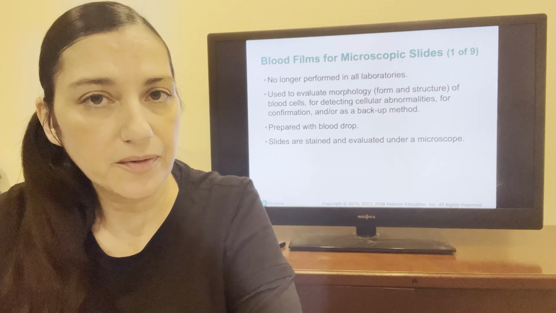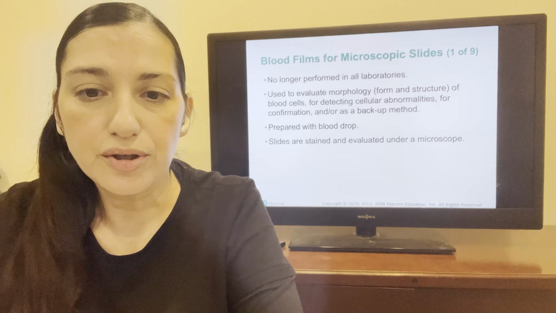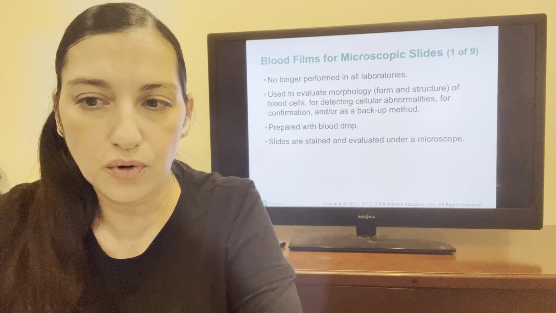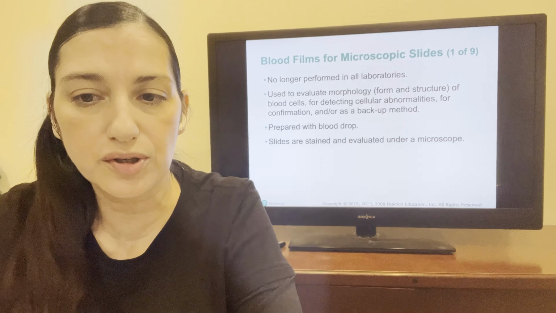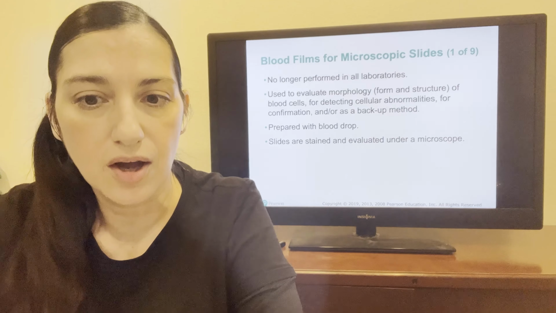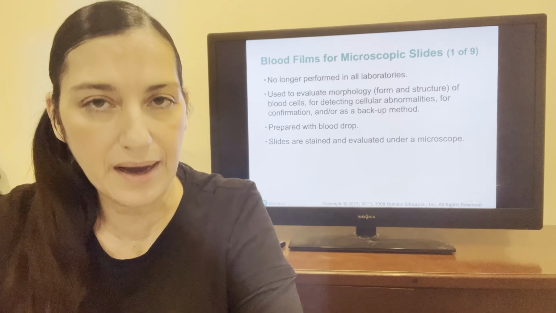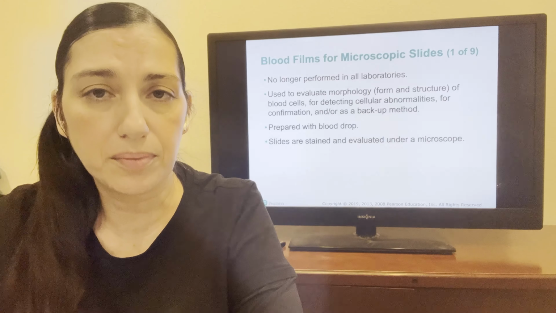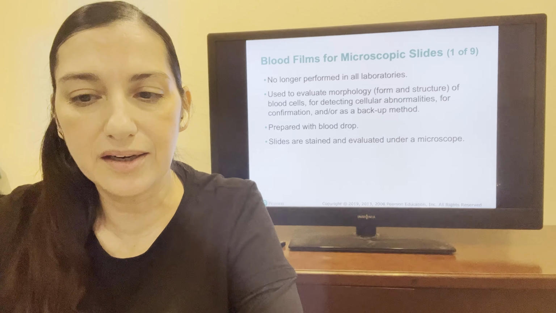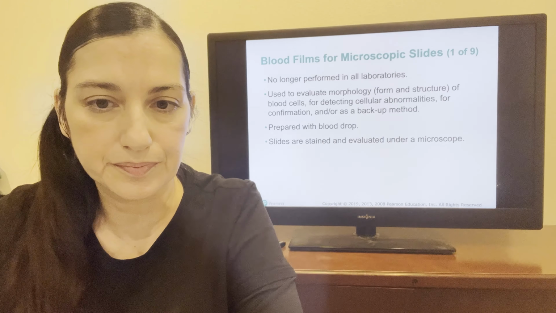Blood films for microscopic slides are no longer performed in all laboratories. They're used to evaluate morphology, form, and structure of blood cells for detecting cellular abnormalities, for confirmation and/or as a backup method. They are prepared with a blood drop. Slides are stained and evaluated under a microscope.